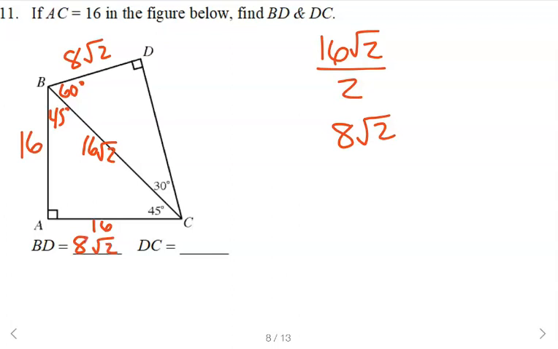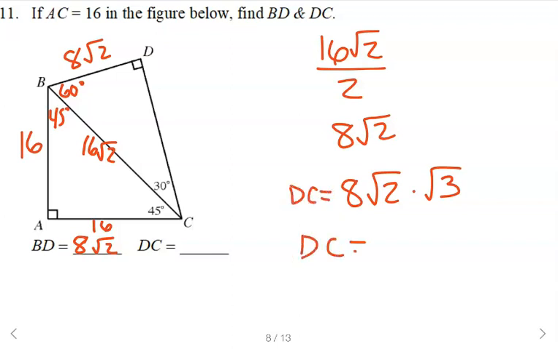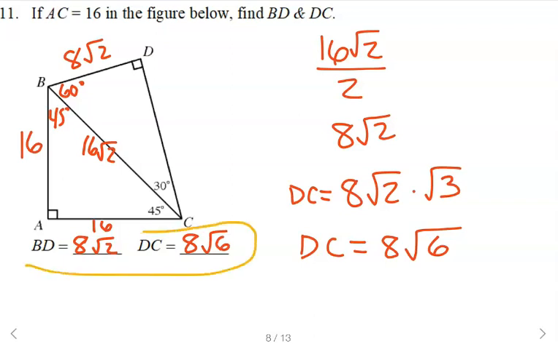And then if we multiply that by square root 3, we get the long leg. The long leg in this case is DC. So square root 2 times square root 3 is square root 6. So we have found those two missing sides that we were looking for.